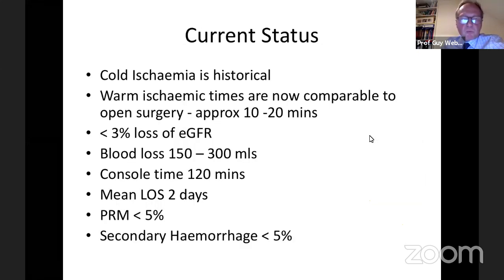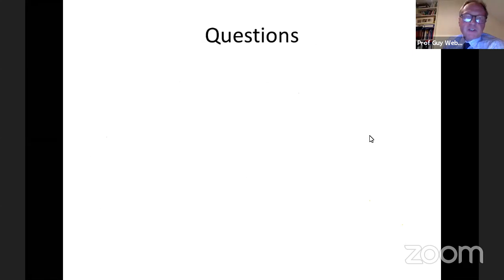So to show the progression as to where we are now, cold ischemia with ice slush pretty much is historical now, and warm ischemic times are comparable to open surgery, 10 to 20 minutes in experienced hands, with minimal loss of renal function, fairly minimal blood loss in most cases, a couple of hours console time, 2 days length of stay, if not a bit shorter, positive margin rates under 5%, and a low secondary hemorrhage rate. So we've come a long way for those cases that are appropriate to do so.